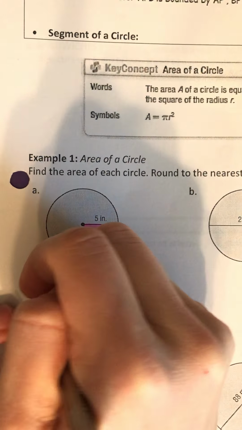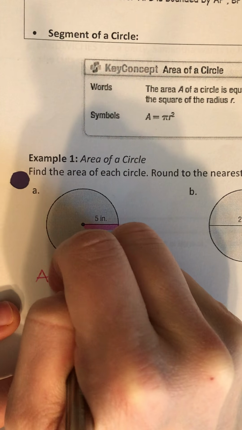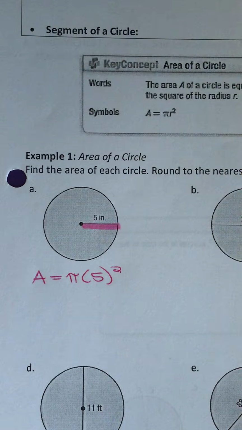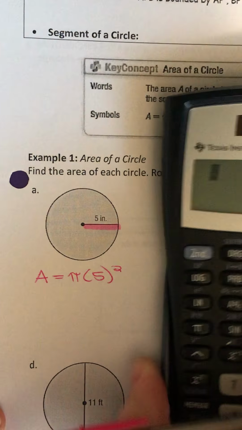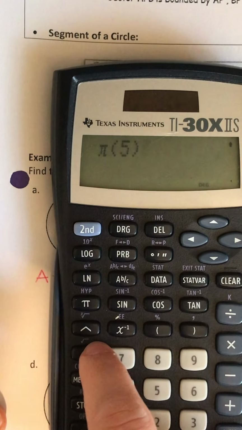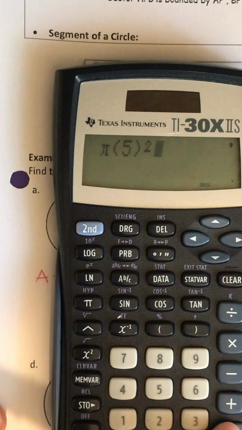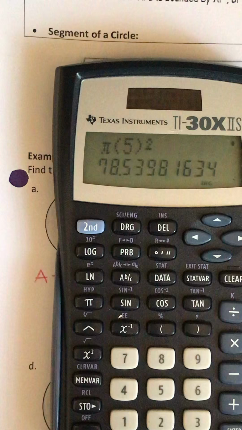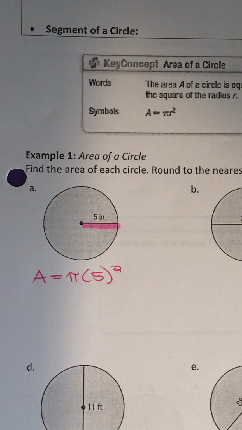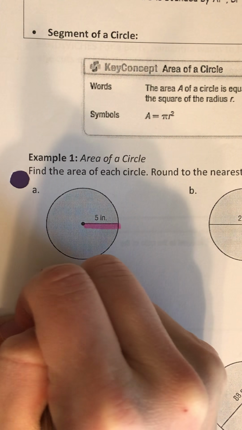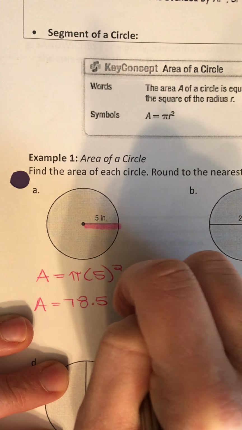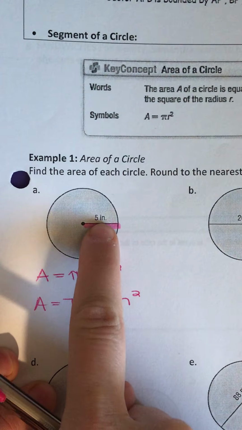So my area equals pi 5 squared. So in my calculator, I'm going to do pi 5 squared. You could also do pi 25, it doesn't matter. And we get about 78.5 because it says round to the nearest tenth. So 78.5, and it's inches squared. I got the inches from right here.